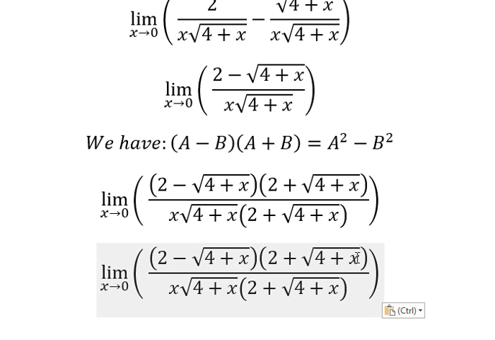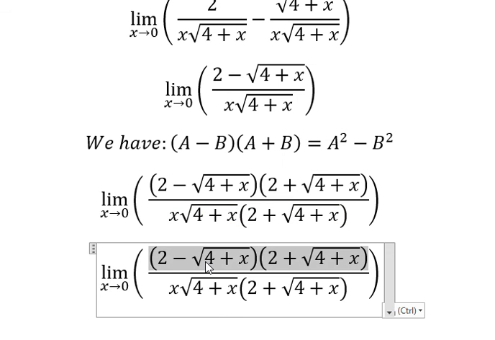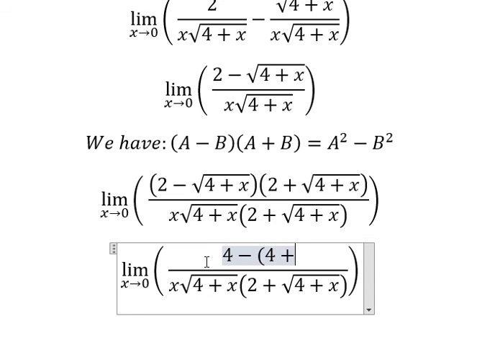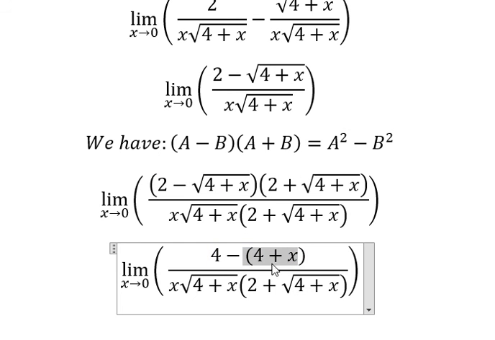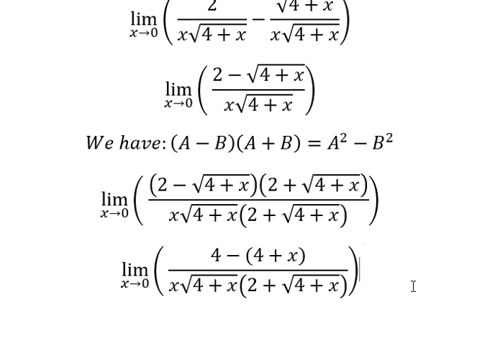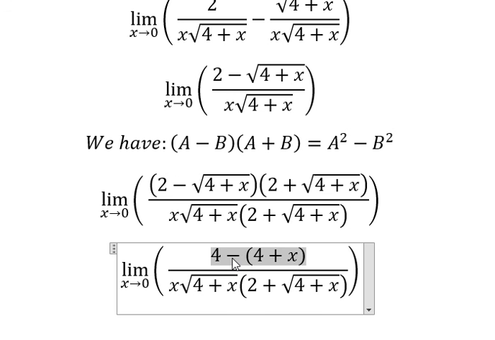So if we expand this one, we have 4 minus 4 plus x because we have the power 2 in here. That's why we cancel the square root. 4 minus 4, we have number 0. The negative and the positive of x, we have negative x.